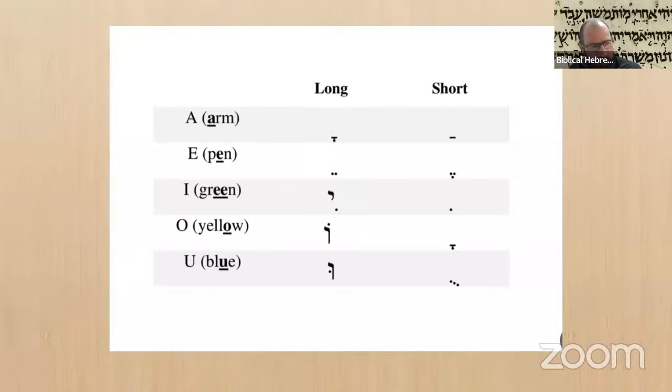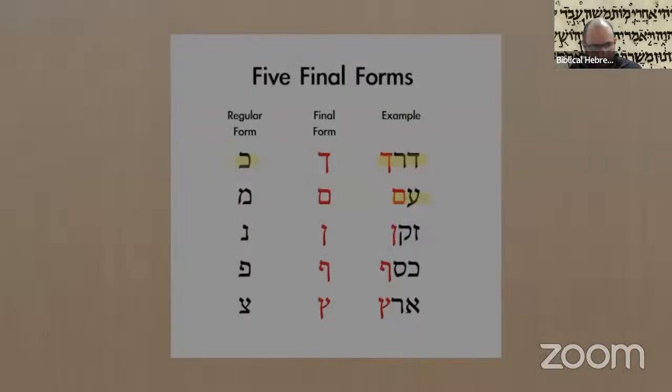This is again the vowels. Again, let me repeat, the vowels are important. A, E, O, U: A like arm, E like pen, E like green, O like yellow, U like blue. A, E, O, U. Anyway, you're gonna learn them.